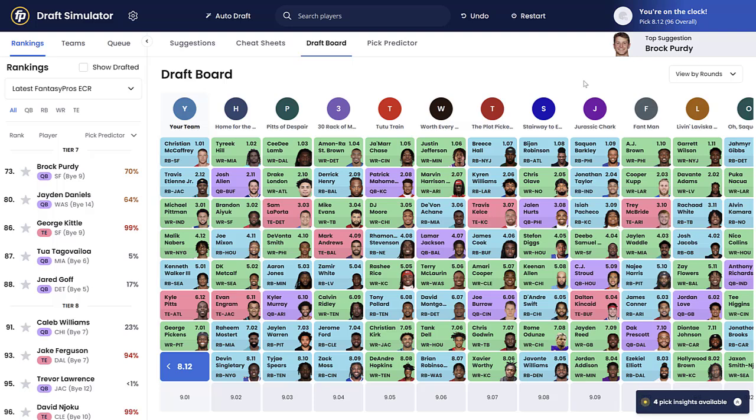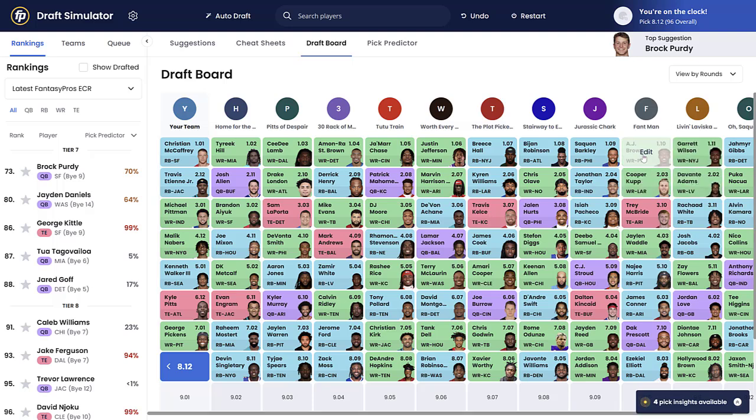Like I think, for example, this year in the first round and a half, it's really easy to see that tier break. So let's use that as an example.